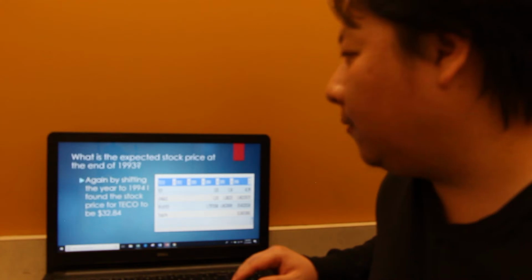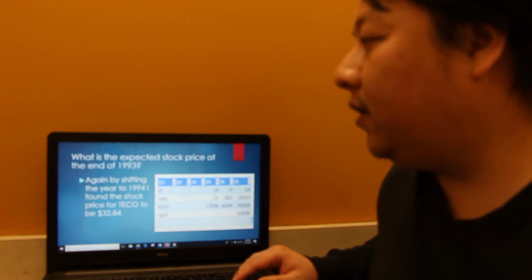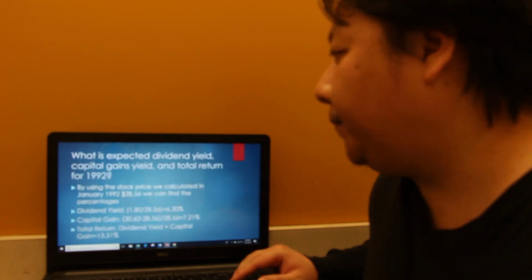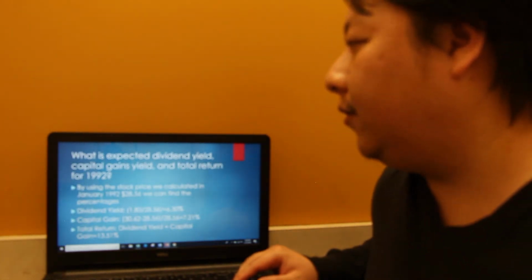What is the expected stock price at the end of 1993? Again, by shifting the year to 1994, I found the stock price for TECO to be $32.84. What is the expected dividend yield, capital gains yield, and total return for 1992? By using the stock price we calculated in January 1992, which was $28.56, we can find the percentages.